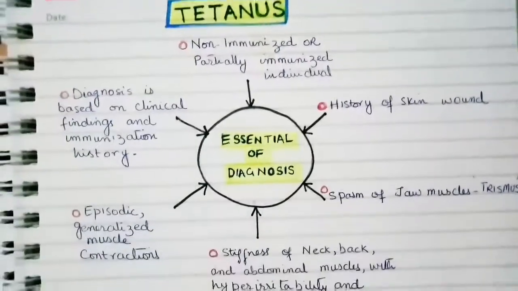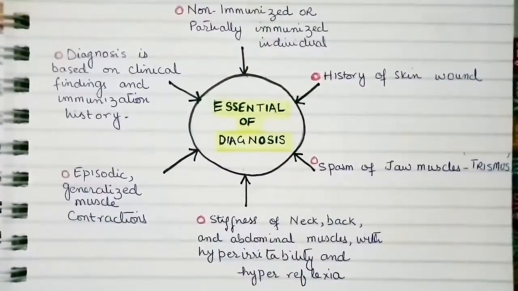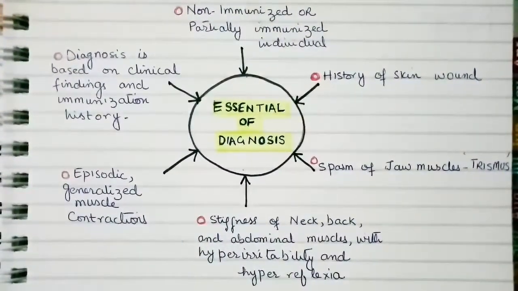Essentials of diagnosis for tetanus include a non-immunized or partially immunized child, history of skin wound, spasm of jaw muscles, that is trismus, stiffness of neck, back, and abdominal muscles, with hyperirritability and hyperreflexia, episodic, generalized muscle contractions, and the diagnosis based on clinical findings and immunization history.